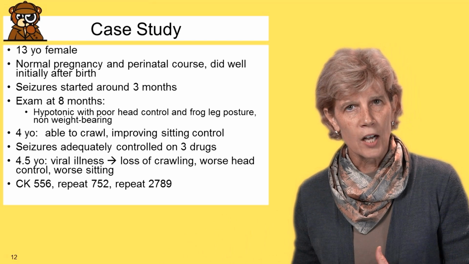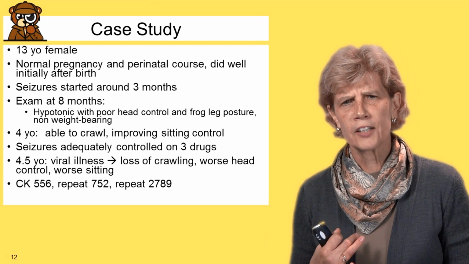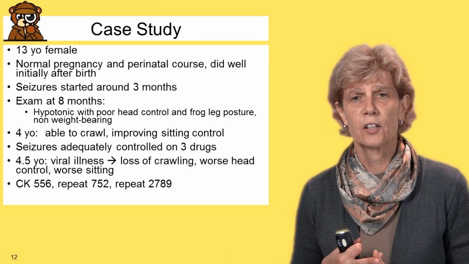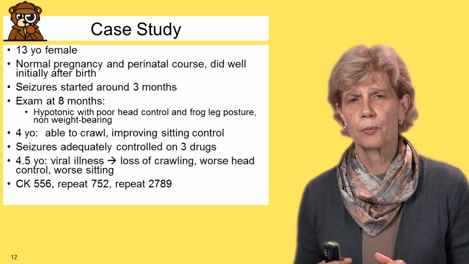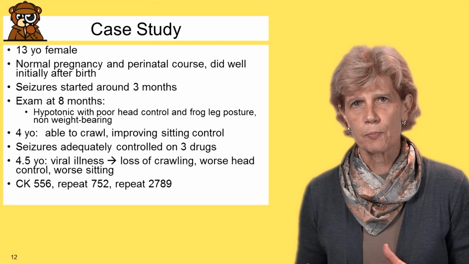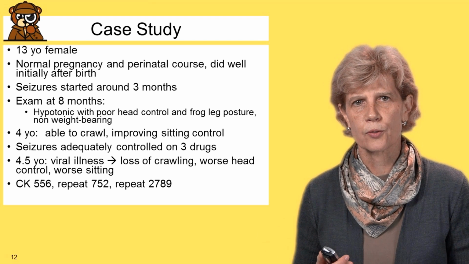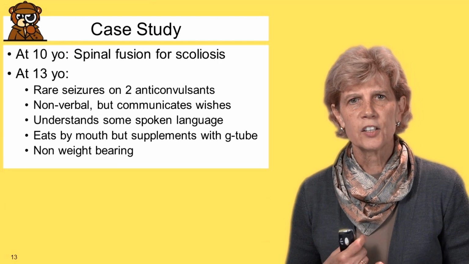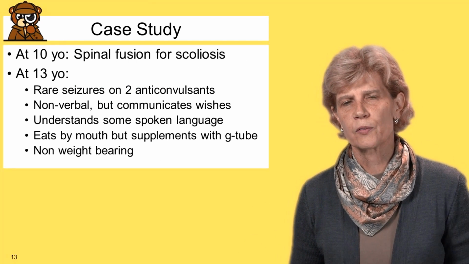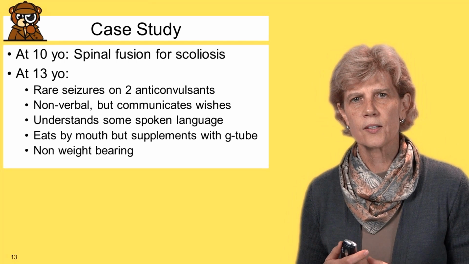So that loss of skills prompted checking a CK, which was moderately elevated, and it was repeated, again elevated, and then repeated again, and now it was actually rather high. So this was our first clue that this child might have some form of muscle disease in addition to her seizures. At 10 years of age, she had spinal fusion for scoliosis, or curvature of the spine, which is very common in individuals with various kinds of muscle weakness.